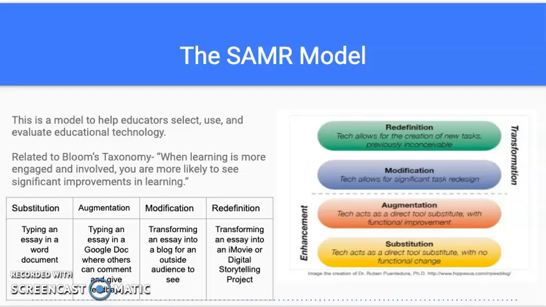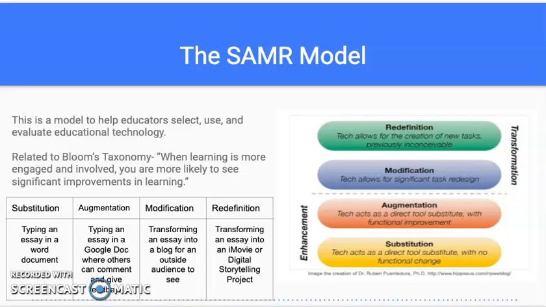And then the final level of this model is redefinition. This would be the highest level of technology integration. This is where it allows for the creation of new tasks that wouldn't have been possible without technology. An example would be creating an iMovie with this essay, being able to embed videos or create a digital storytelling project. Okay. So those are the four levels.